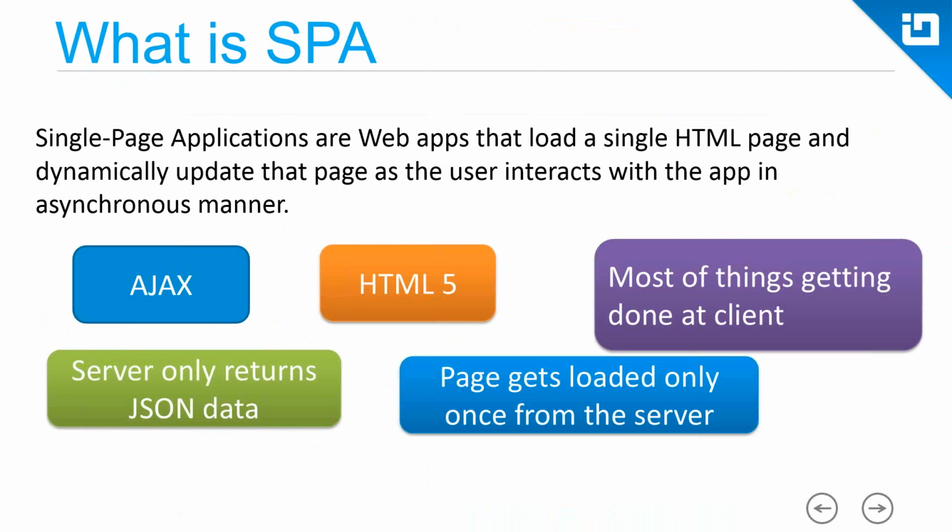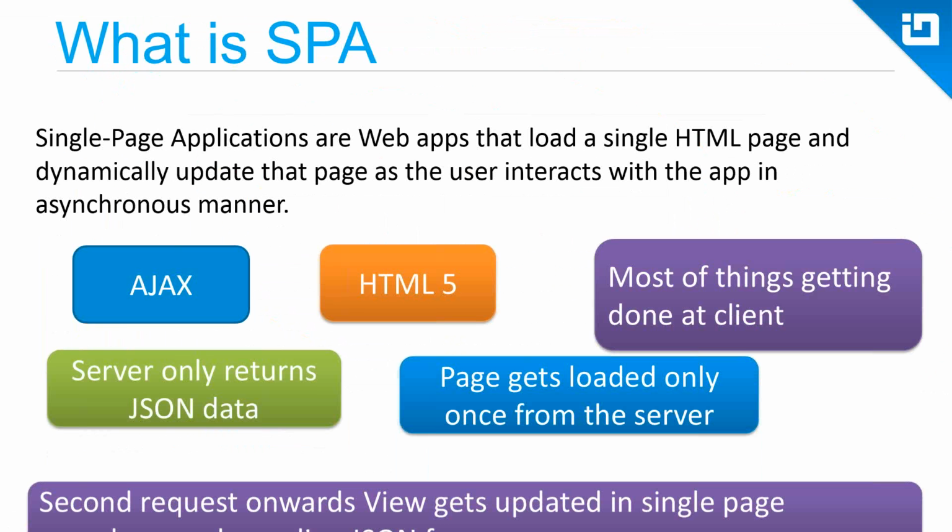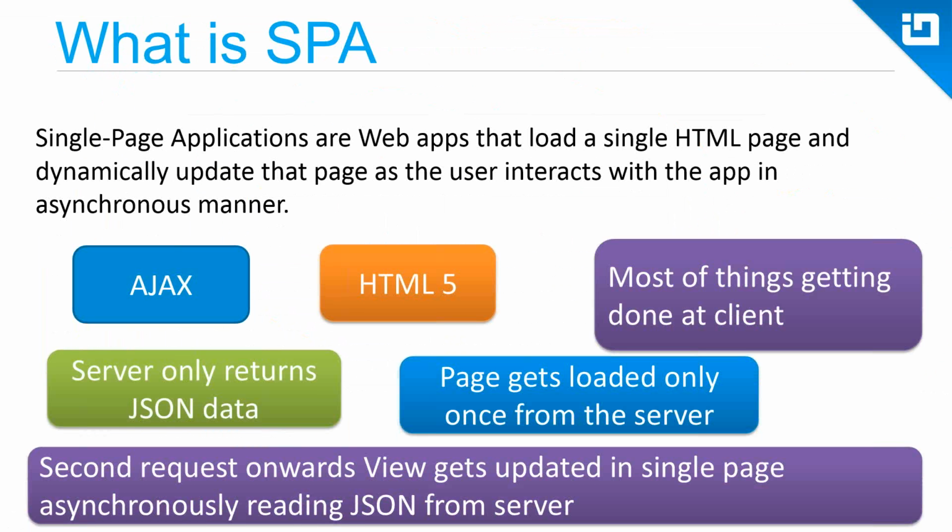The fourth characteristic is that your page gets loaded only once from the server, and then after, all the views inside those pages get loaded asynchronously. The next and last characteristic I would say about SPA is that from the second request onwards, the view gets updated in a single page, asynchronously reading JSON from the server.